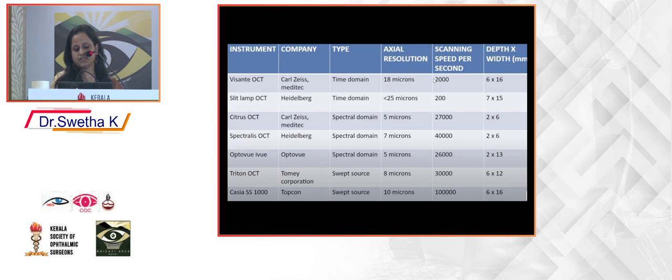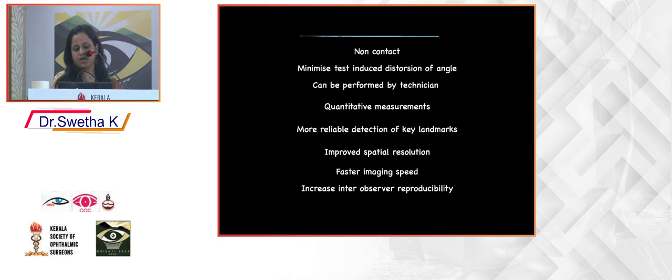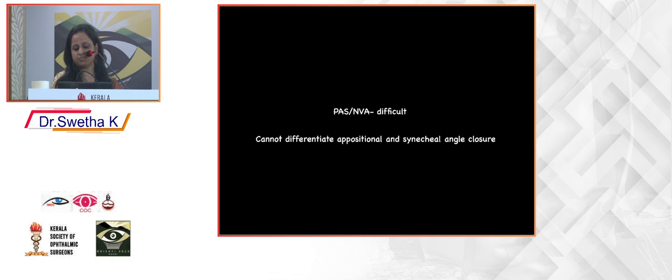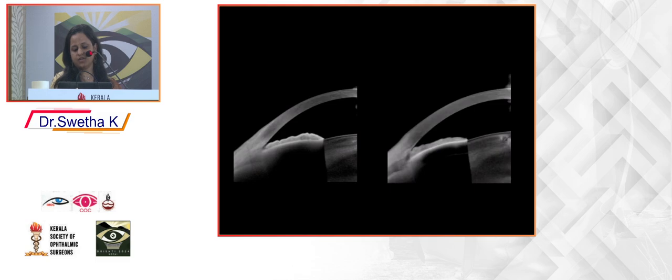These are a few examples of time domain and spectral domain OCTs. OCT is non-contact, it minimizes test-induced distortion of the angle, it can be performed by a technician, and it has a faster imaging speed and more reliable detection of the key landmark. But it is difficult to identify anterior synechiae and neovascularization, and it cannot differentiate appositional and synechial angle closure. Here, the important landmark we have to identify is the scleral spur.